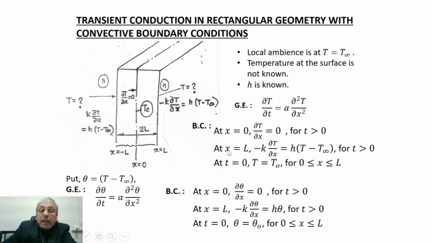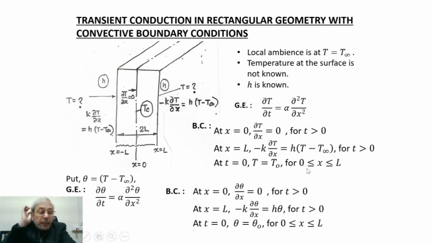At x equal to L, minus k ∂T/∂x equals h (T minus T infinity). This is the energy that is being conducted, and the same energy is being convected, for t greater than 0. At t equal to 0, temperature is T naught everywhere, for x greater than or equal to 0 and less than or equal to L.